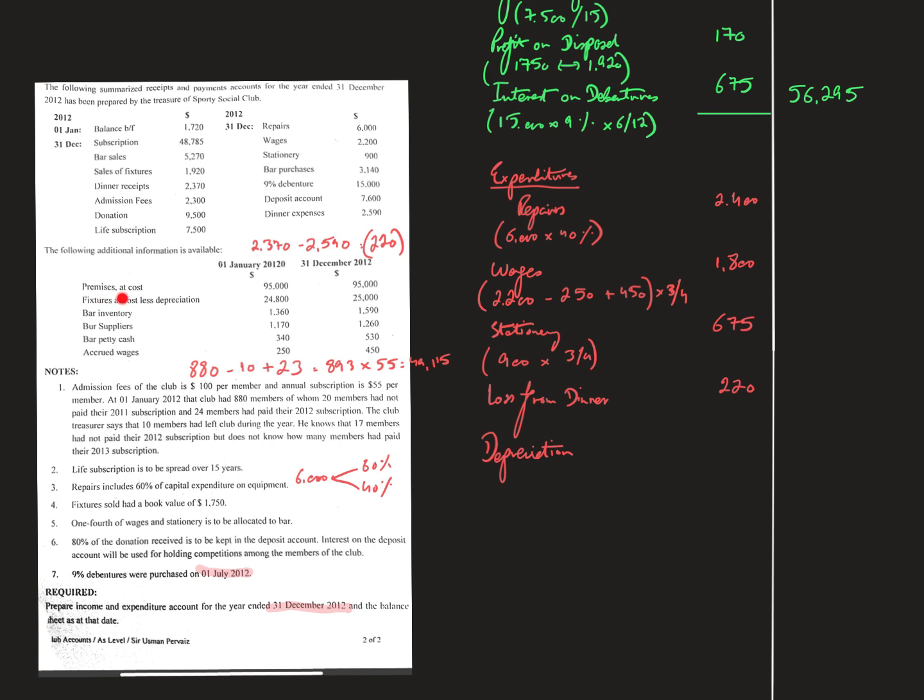That can't be otherwise. For premises we've been given the cost, opening and closing, so we can clearly see there is no depreciation. What is the information given at? At cost. Fixtures is not like that. Fixtures data is given at net book value. When data is given at net book value, I use the following formula: opening book value plus additions minus disposal at book value minus closing book value.